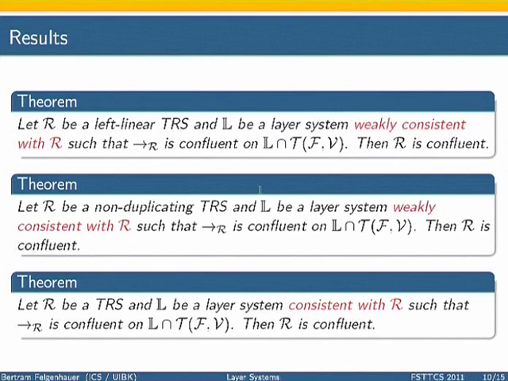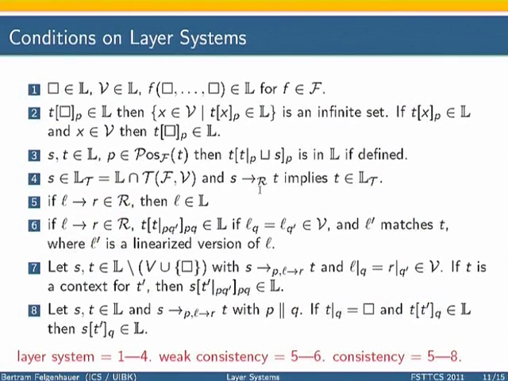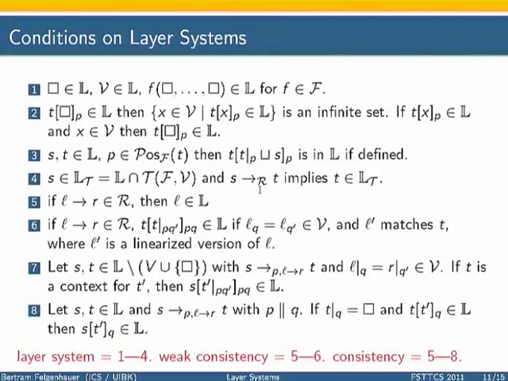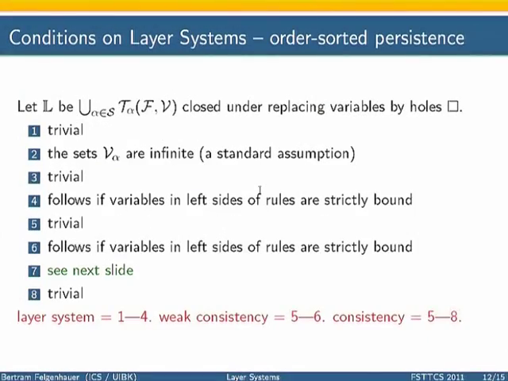Then we have the same result for non-duplicating TRSs. The reason that it is a separate theorem is that the proof is completely different. And for general TRSs, we have additional constraints that have to be satisfied. So this slide I will not explain, but this is what these conditions look like. There's a lot of notation here that I haven't introduced.